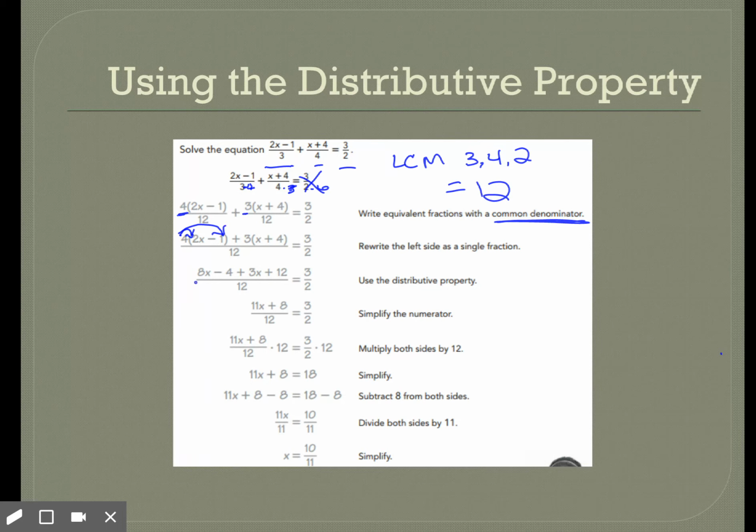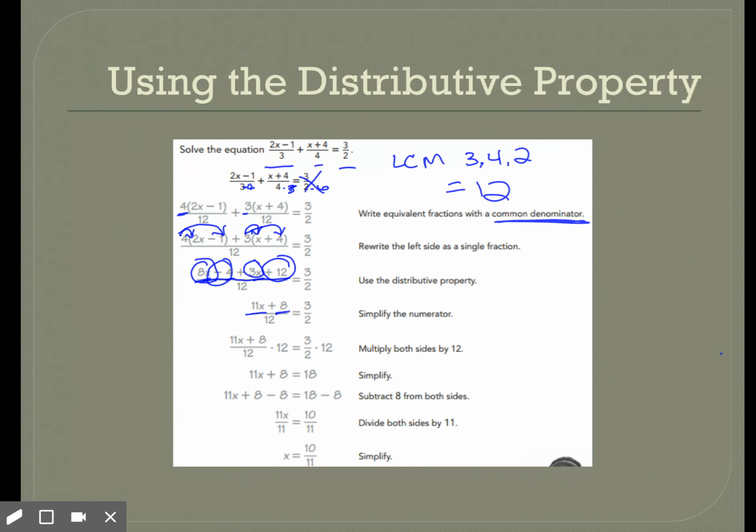So 4 times 2x is where you get 8x. You keep the subtraction sign, and 4 times 1 is 4. And then you do the same here. 3 times x is 3x plus 12, because 3 times 4 is 12. And then you can just have them all over 12 here. So we're combining terms. 8x and 3x, because they're both positive, becomes 11x. And minus 4 plus 12 becomes plus 8. So now we have 11x plus 8 over 12 equals 3 over 2.